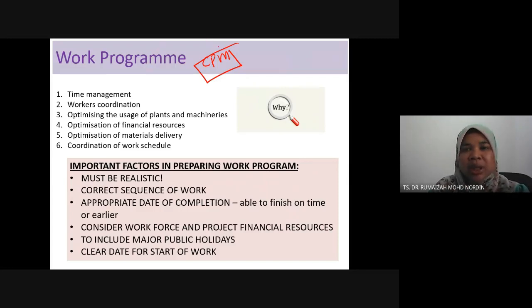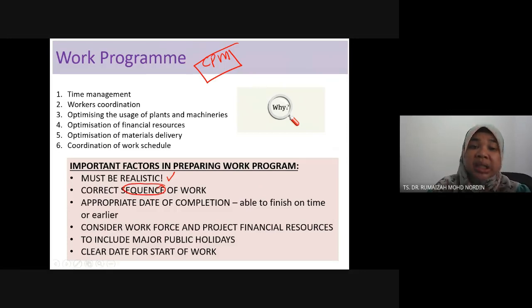Saya deal dengan kontraktor pun, bila tanya what is your work program? Oh, CPM. Walaupun sebenarnya CPM ni adalah underlying calculation bagaimana nak buat work program. Okay, so it is for time management, coordination and also optimization usage of plant, financial and material. Alright, so your work program must be realistic. Okay, janganlah orang lain buat site clearance 2 minggu, kita 3 hari je doktor. Kita ada bantuan daripada ayah Pin. Okay, please realistic. And then correct sequence of work.